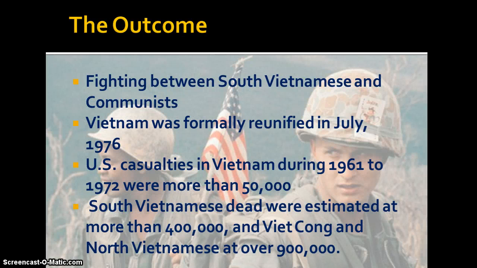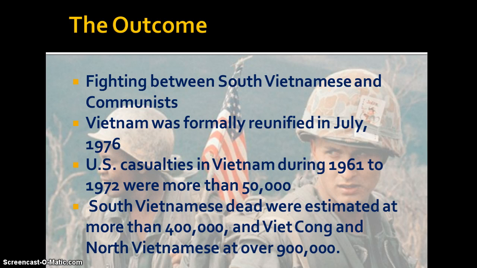Fighting between South Vietnamese and communists continued despite the peace agreement until North Vietnam launched an offensive in early 1975. South Vietnam's requests for aid were denied by the U.S. Congress, and after Thieu abandoned the north half of the country to the advancing communists, a panic ensued. South Vietnamese resistance collapsed, and North Vietnamese troops marched into Saigon on April 30, 1975. Vietnam was formally reunified in July 1976, and Saigon was renamed Ho Chi Minh City.